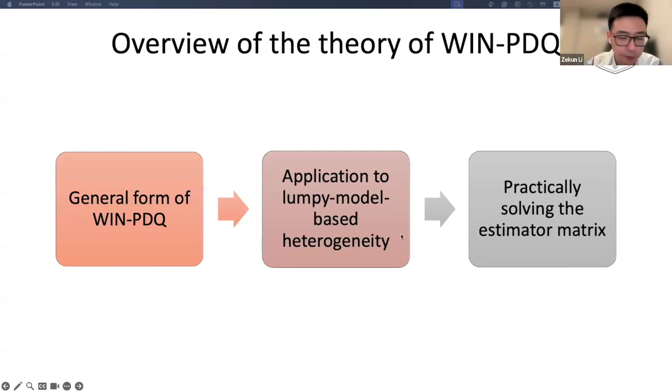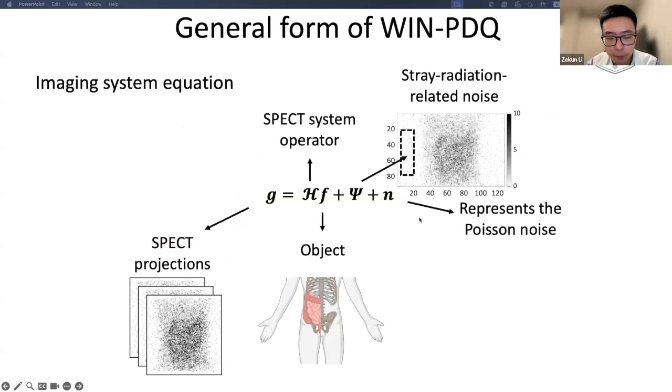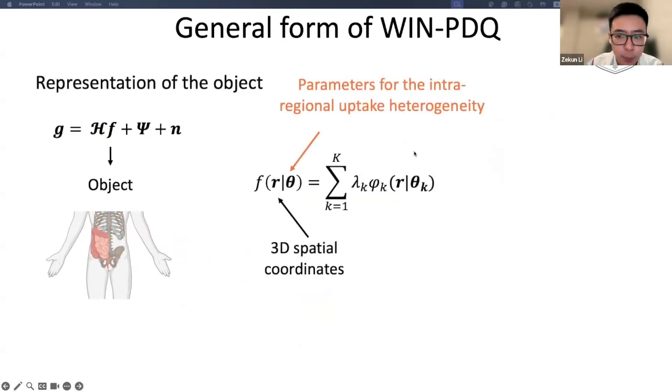Next, we come to the theory of the WIN-PDQ method, which contains these three parts. First of all, we define the imaging system equation, which is quite conventional, except for that psi that denotes stray radiation-related noise that becomes significant at low counts. Next, the object function is represented by this formula. The theta here denotes the parameters for intra-regional uptake heterogeneities.